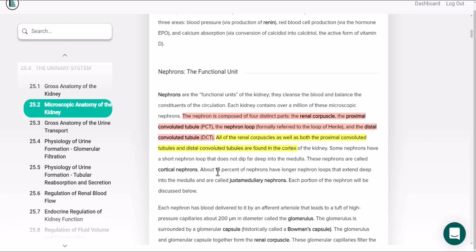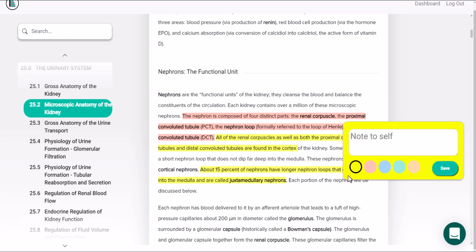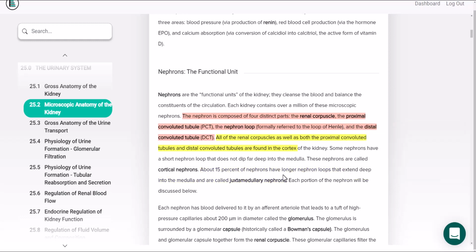Then 15% or so of all of the nephrons are juxtamedullary nephrons. The name tells you what's going on. Juxta means next to. So these are nephrons where most of the structures are next to the medulla, and they also have a much longer nephron loop. Be watching for that as we move forward in the labeling. So what's going on?